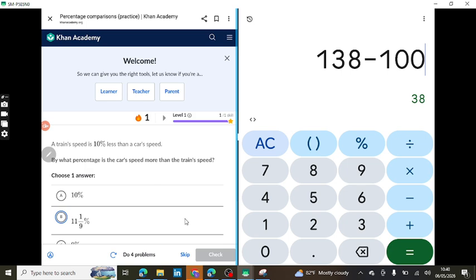A train speed is 10% less than a car speed. Yeah, this is the type of most of the GRE questions. By what percent is the car speed more than the train speed? A train speed is 10% less than the car speed. What we need to do here is to set this up.